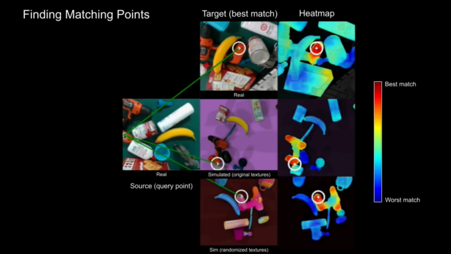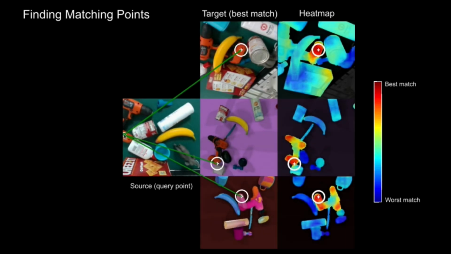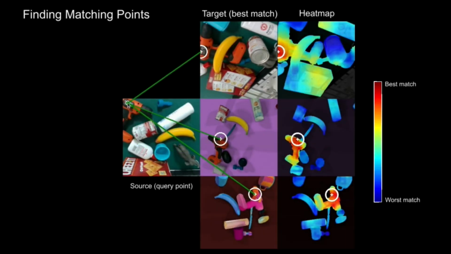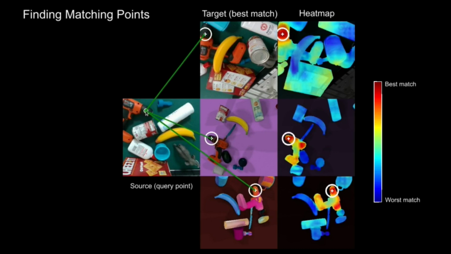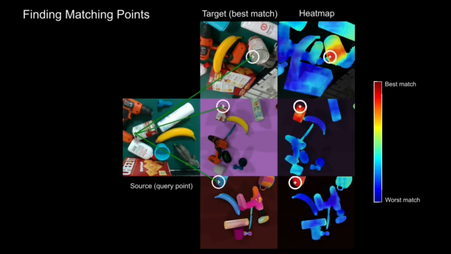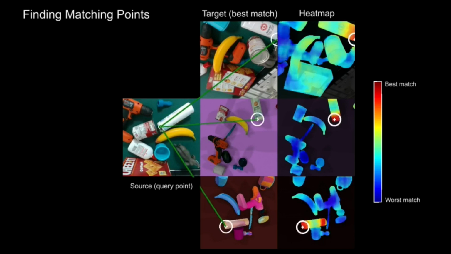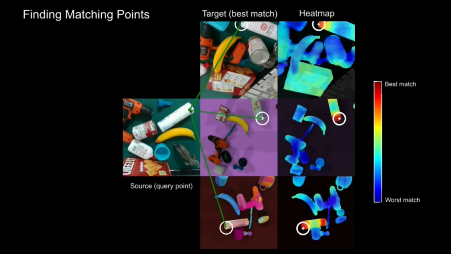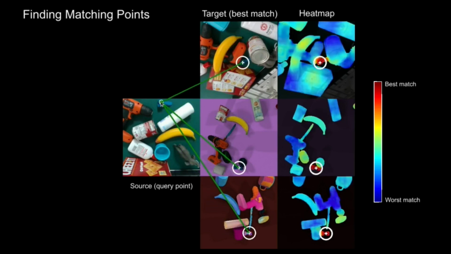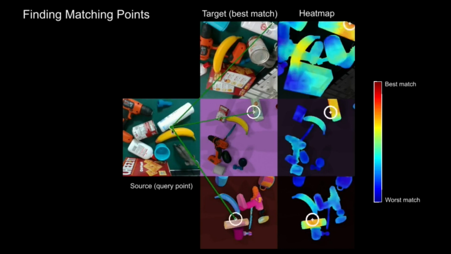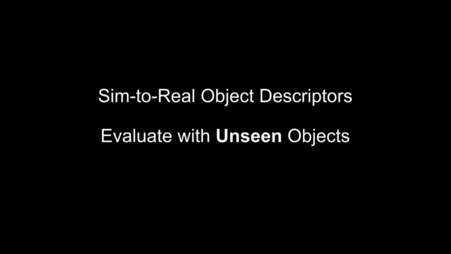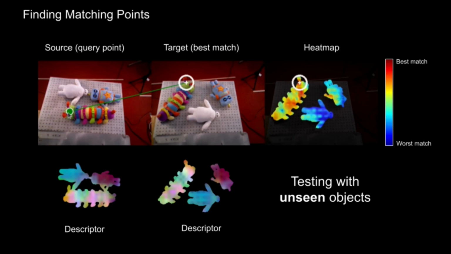This is another example of finding a matching point from a query point in the source image to multiple target images in different domains. Correctly finding the matching point shows that the objects are consistently represented. Our SRDONs can also work with unseen objects. These objects are not in the training data. This shows the generalization ability of our method, which is very useful for robotic learning tasks.